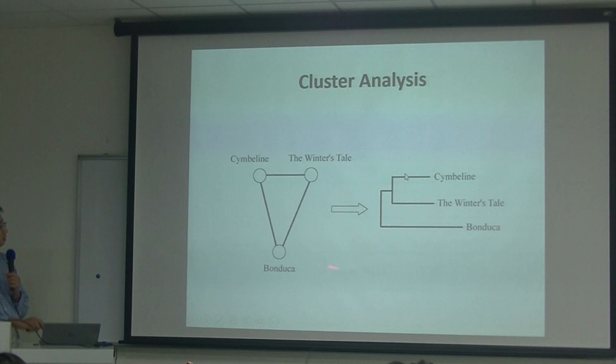So the distance between the Sibling and the Winter's Tale is closer than that between the Sibling and Bandukas, because these represent the books from a single author, and this one is from a different author. So you can use this relationship to build up this cluster analysis tree. For this tree, we can see that the Sibling and Winter's Tale are under the same cluster, and Banduka is in a different branch, and that helps us to differentiate this cluster from this one.